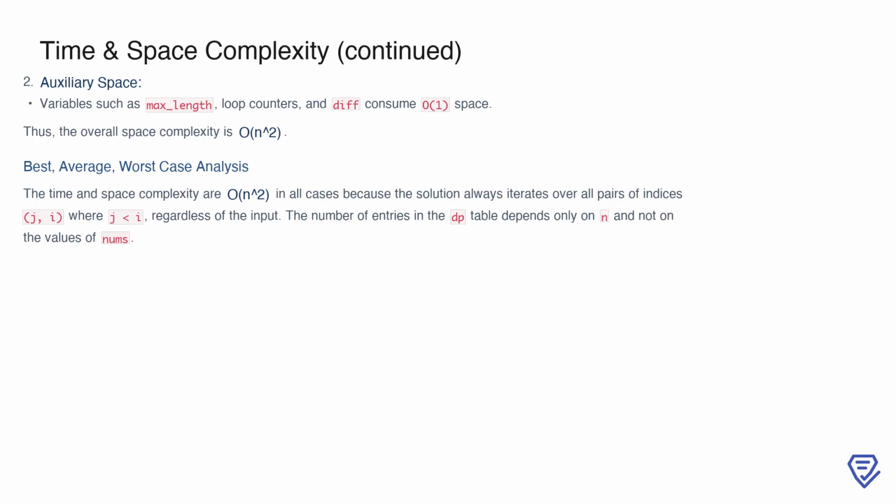Now, let's examine the best, average, and worst-case scenarios. Regardless of the specific input, the algorithm always processes all pairs of indices (j, i), where j is less than i, iterating over them in the same manner. This means that both the time and space complexities remain O(n squared) in all cases. The number of entries in the DP table is entirely determined by the length of the input array, n, and not the specific values within nums.